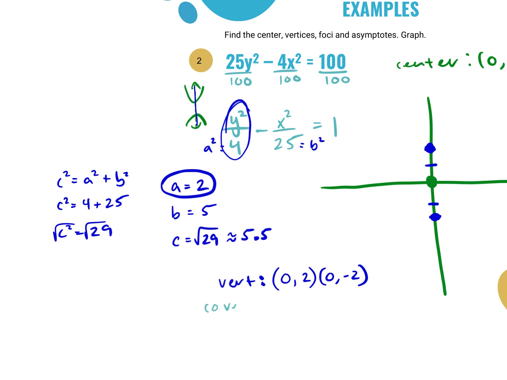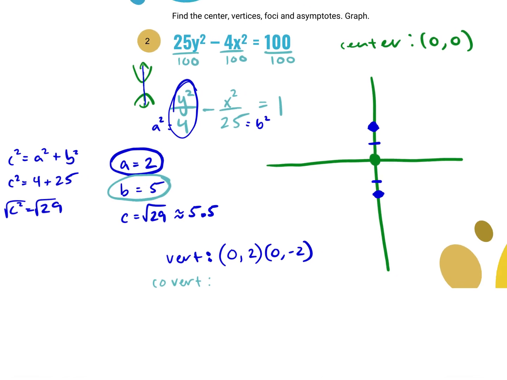Next, we can do our co-vertices. B tells us our co-vertices. We're going to go left and right for the co-vertices. So I'm going to go to the right 5 and to the left 5. So our co-vertices would be 5, 0, and negative 5, 0. Now our co-vertices just help us with our asymptotes. They tell us how big our box is going to be.